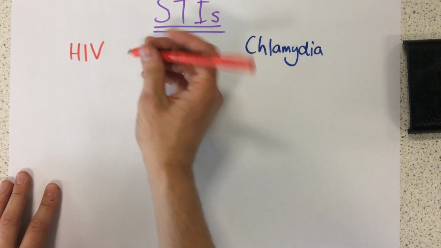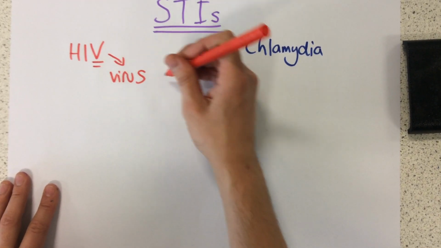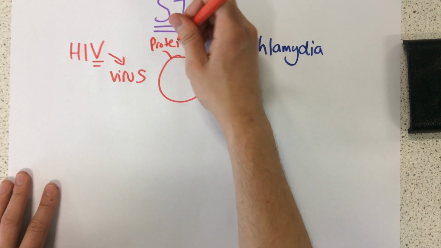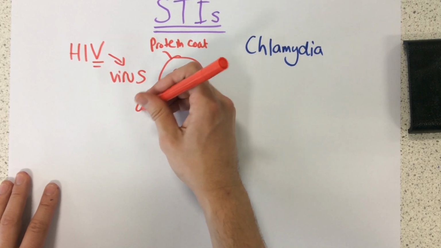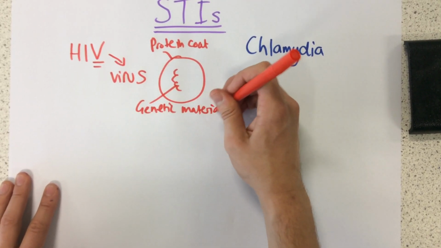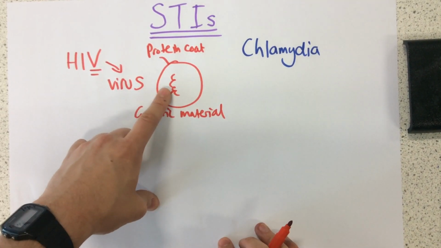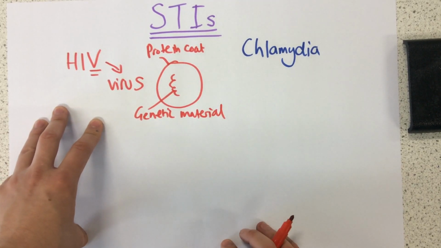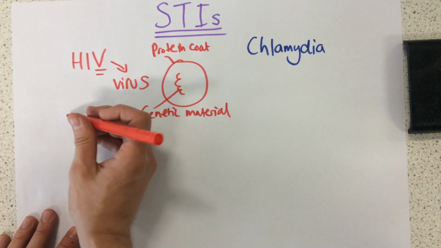So HIV, the V gives us a clue that it is in fact a virus. So remember, all a virus is a very simple structure. It has a protein coat around the outside, and in the middle, it has genetic material. So that could either be DNA or RNA. What a virus needs to do in order to reproduce is infect a host cell. It can't reproduce by itself, it needs to go inside another cell.